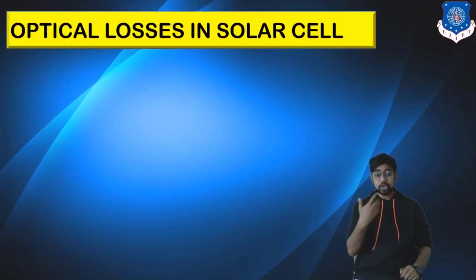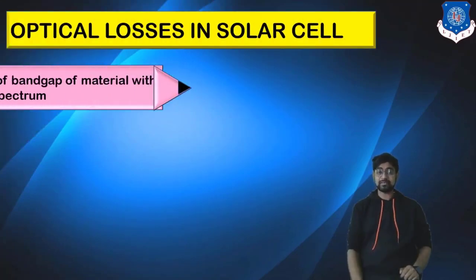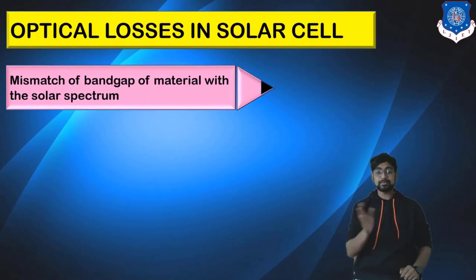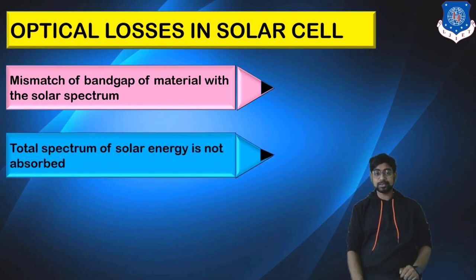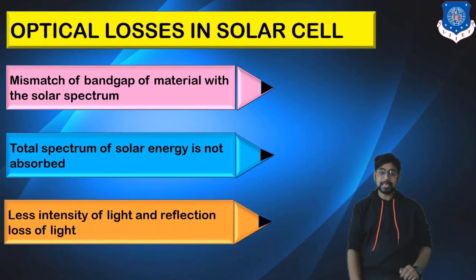Now there are some losses also in the solar cell. Which kind of losses? The losses of the material in the solar spectrum, okay, that can give you a loss. The total spectrum of the solar cell is not absorbed. Yes, we know that, because see, the efficiency is almost 15 to 20%, so maximum we are just losing it out. Lastly, less intensity of the light and reflection loss of light. Because of the buildings that can happen, because of the seasonal change also this thing can happen.